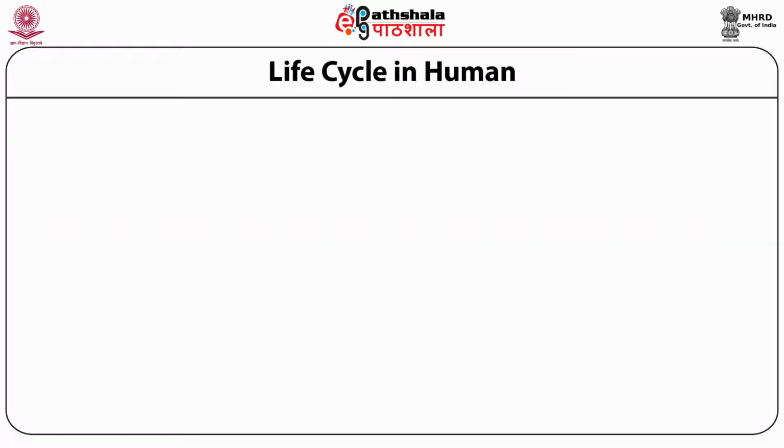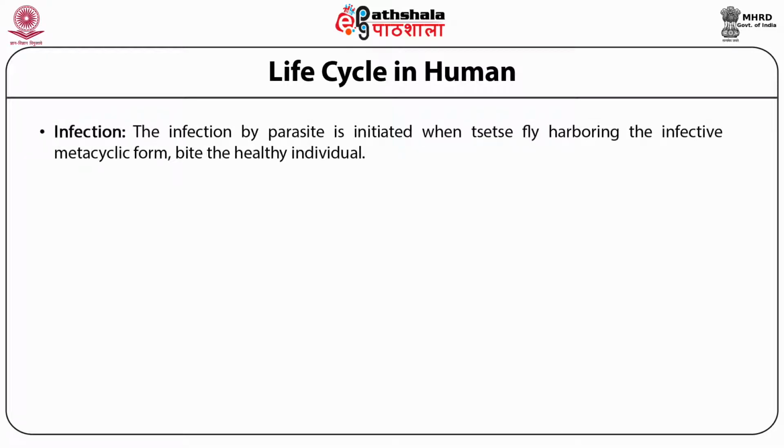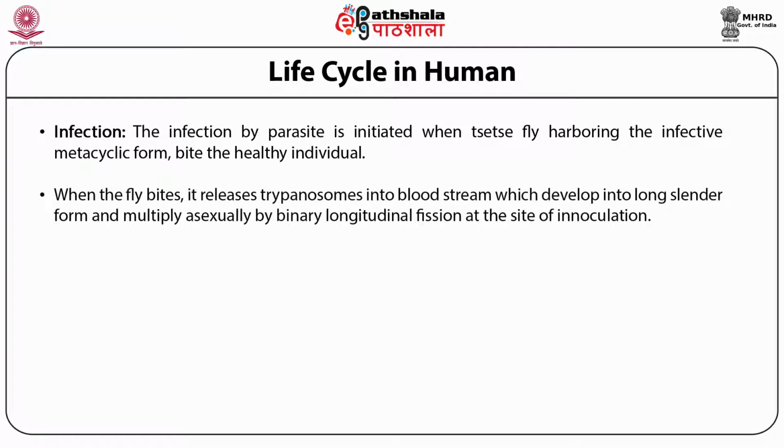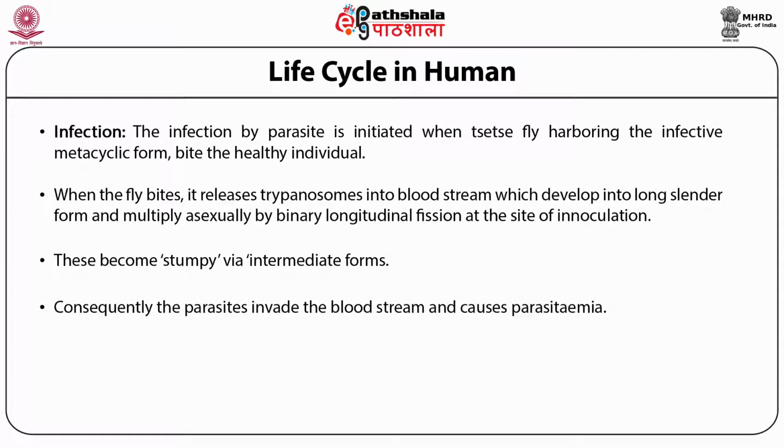Life cycle in human. The infection by the parasite is initiated when tsetse harboring the infective metacyclic forms bites a healthy individual. When the fly bites, it releases trypanosomes into the bloodstream which develop into long slender forms and multiply asexually by binary longitudinal fission at the site of inoculation. These become stumpy via intermediate forms. Consequently, the parasite invades the bloodstream and causes parasitemia.